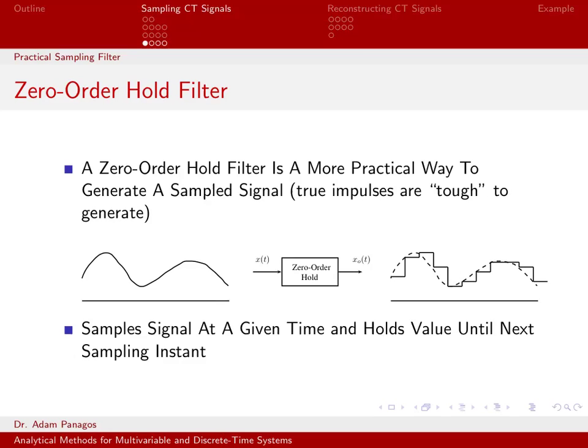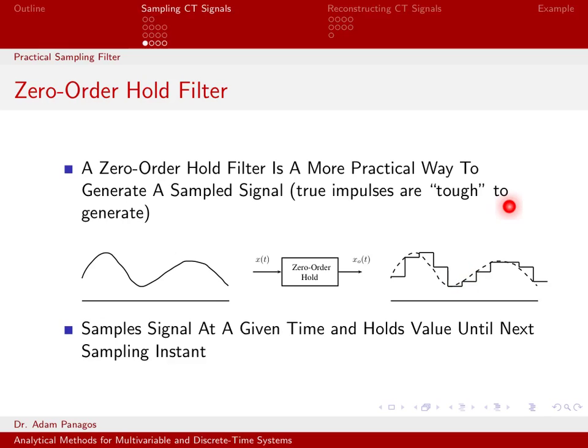So impulse sampling is one way to create a sampled signal from a continuous time signal. Let's talk about another way to do it. Another way to do it is with what is called a zero-order hold filter. And a zero-order hold filter works kind of like this cartoon right here. Starting with some continuous time signal, if we run it through a zero-order hold filter, what comes out is this solid line over here. It kind of looks like this staircase signal.